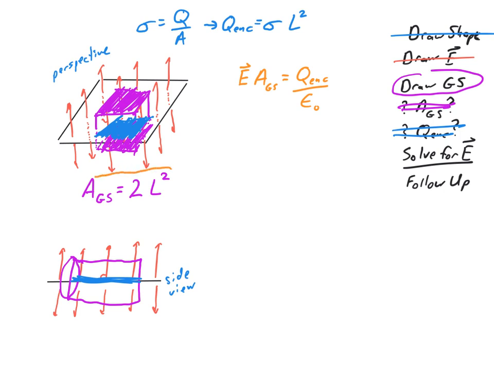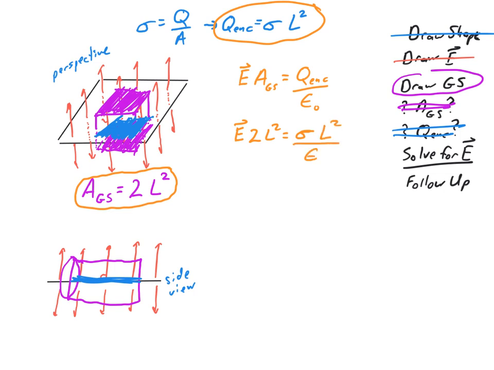The area is 2L squared. It'll be electric field twice L squared is equal to Q enclosed. Q enclosed is the charge density per unit area multiplied by L squared. Don't forget that permittivity. There's an L squared on both sides. And rewrite: electric field is equal to the charge density per unit area divided by twice the permittivity of free space.